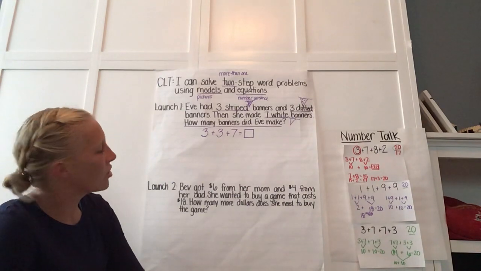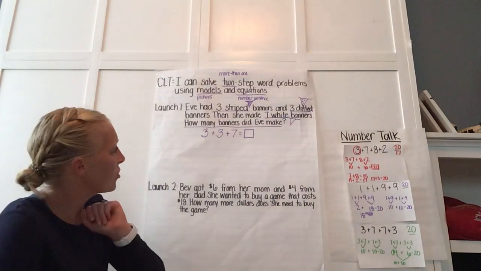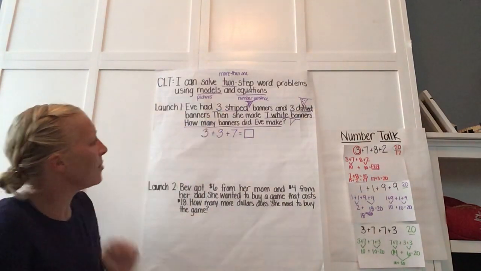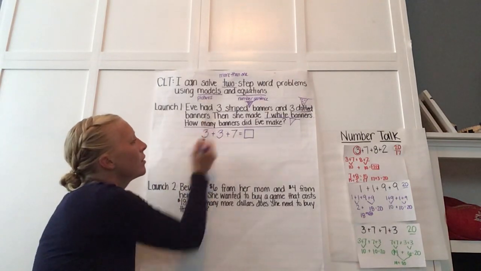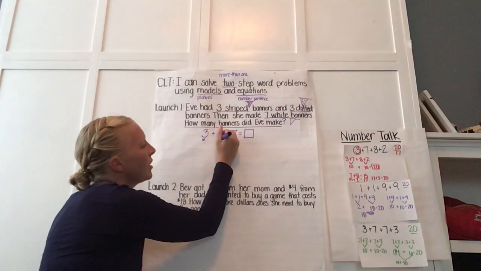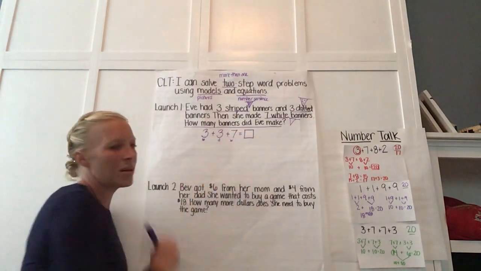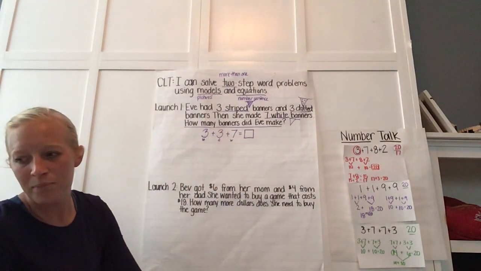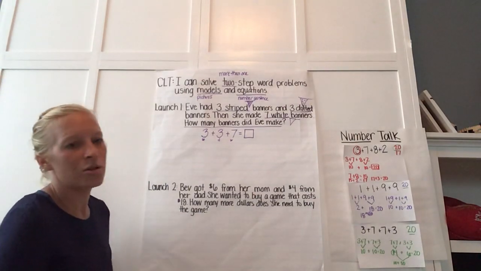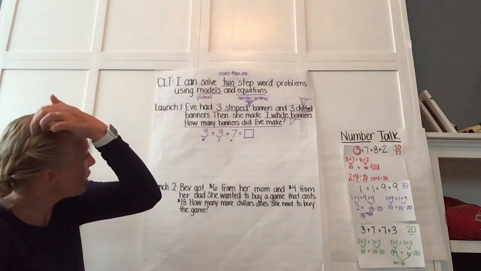How does this match the story? I'm seeing some wiggle waggles. How does it match the story? 3 striped, 3 dotted, 7 white. And what does this box represent? How many banners total, right? So how many did she make?